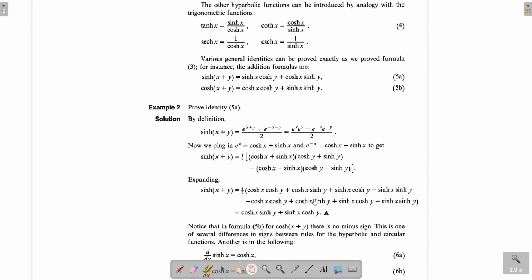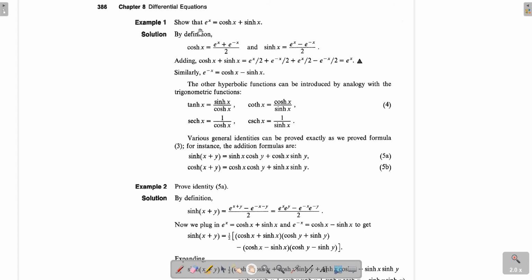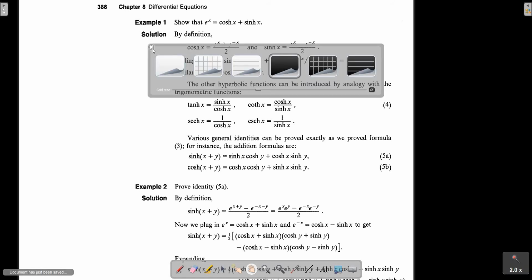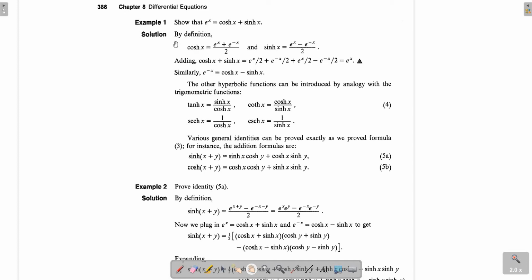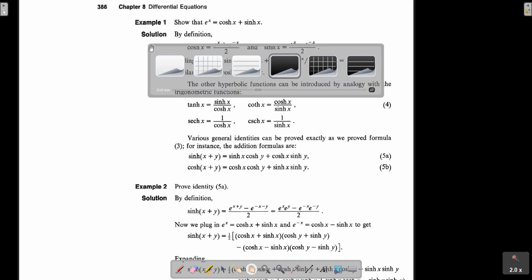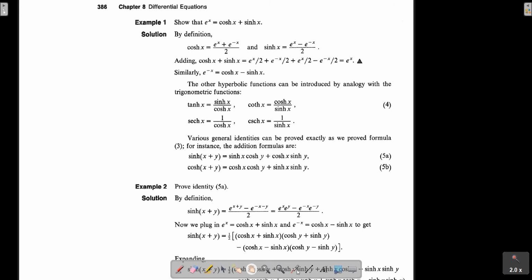Similarly, consider the next question, that is show that e raised to x is equal to cosh x plus sinh x. How will you prove this? Take cosh x equal to e raised to x plus e raised to minus x by 2, and sinh x is equal to e raised to x minus e raised to minus x by 2. Then cosh x plus sinh x, adding these two, we will get e raised to x.